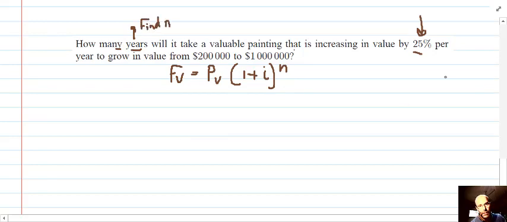Okay, and so we've got I is 25% or 0.25. We've got present value is $200,000.